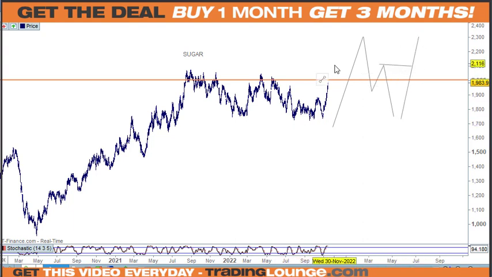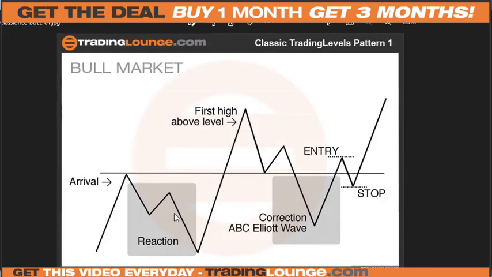I mean, of course, it won't go too far up here. It'll come up to like 22 or 23 up here into group 1, but this is the arrival, the reaction, the first high above the level, the ABC. So that's what's happening here. We've got the arrival, the reaction. Now we're in this leg here, right? So 22, 23 up here, then we'll have this.